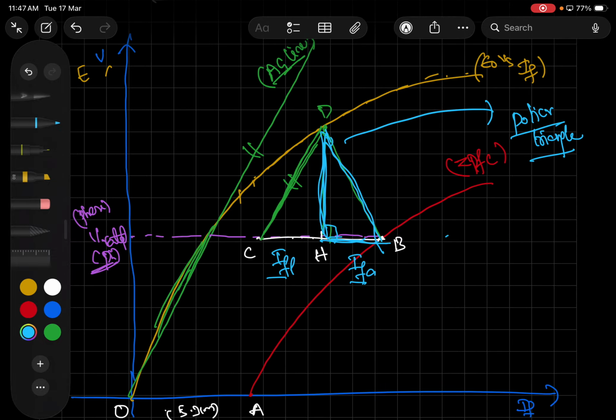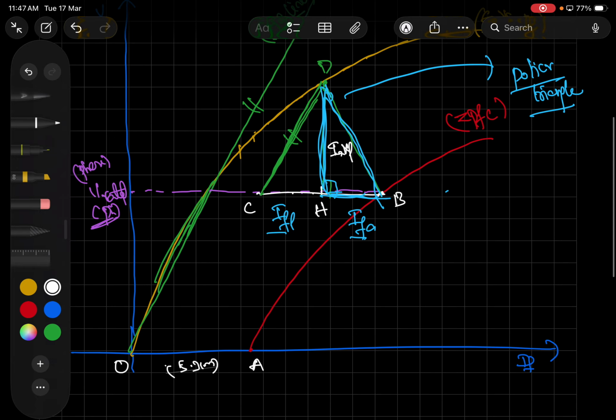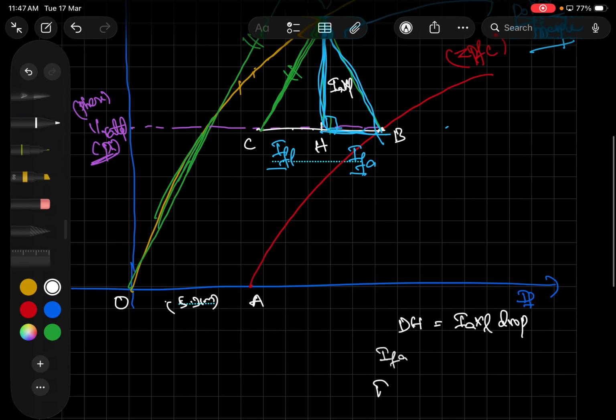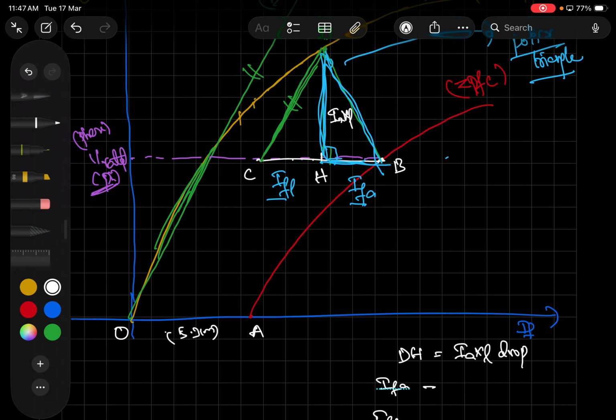So IFA, IFL, and one more thing is IAXL, this length. So here I am writing DH is IA into XL drop, the leakage reactance drop. DH, just by the graph we can obtain this length here, and IFA and IFL, the field current required to generate the armature reactance drop.